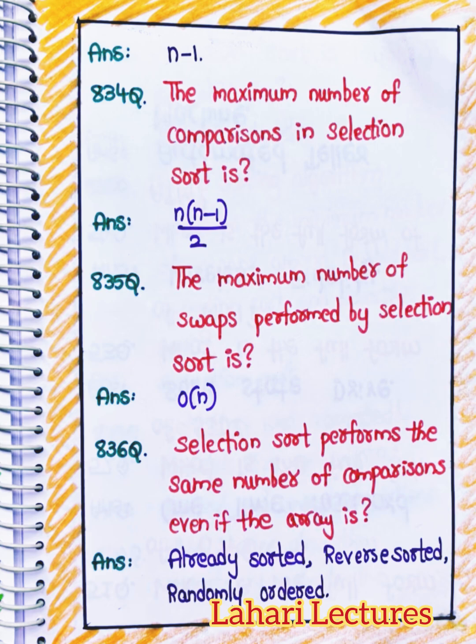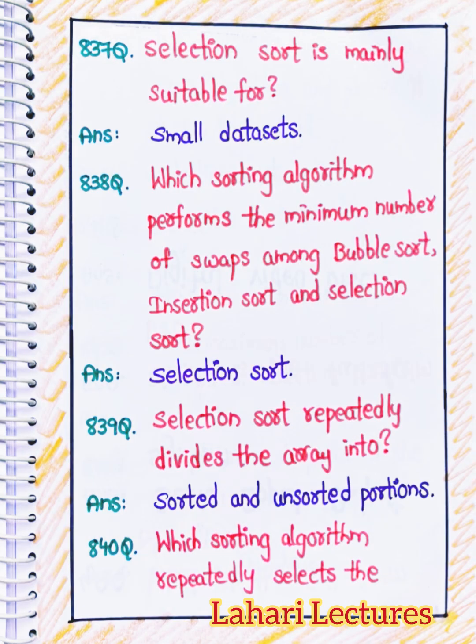The maximum number of comparisons in selection sort is n(n-1)/2. The maximum number of swaps performed by selection sort is O(n). Selection sort performs the same number of comparisons even if the array is already sorted, reverse sorted, or randomly ordered. Selection sort is mainly suitable for small data sets.